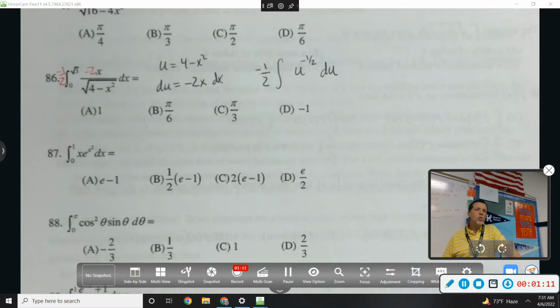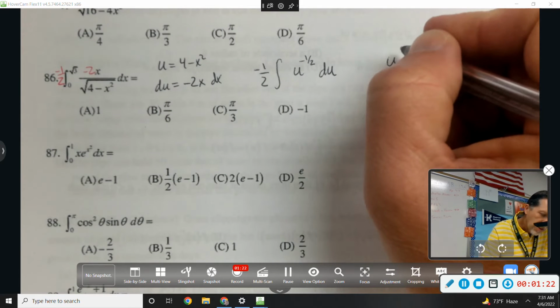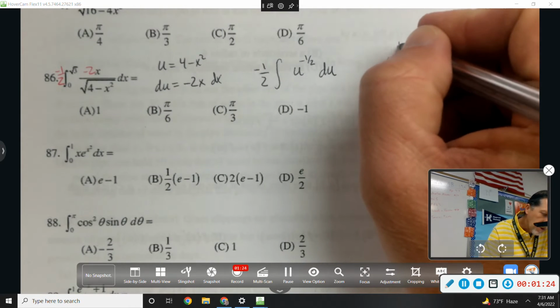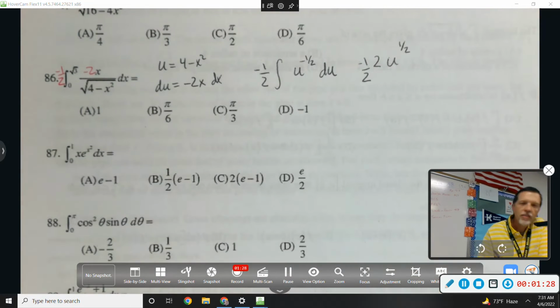So what did you do next? I did the antiderivative. Okay. That's where I saw the answer choices and I was worried. So that would be u to the 1/2 times 2, and there's still a negative 1/2 out front.